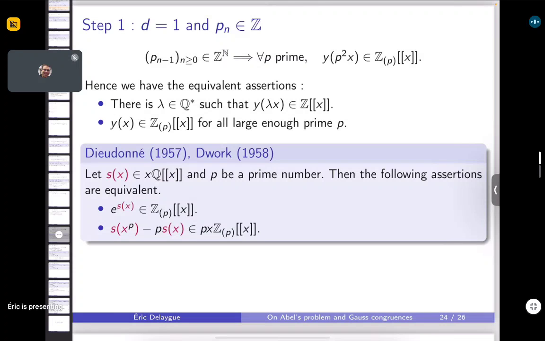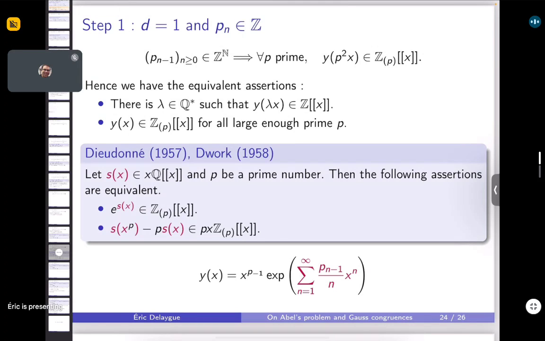So okay, what does this lemma say? You start with a power series with rational coefficients and no constant term, and you take p a prime number. Then you have an equivalence. The exponential of s has p-integral coefficients if and only if you have this congruence, but as you see, the exponential disappeared. So this is s of x to the p minus p times s of x, which has coefficients that are divisible by p. Okay, so it has denominators, but denominators which are not divisible by p. So it's the p-adic variation, at least one.